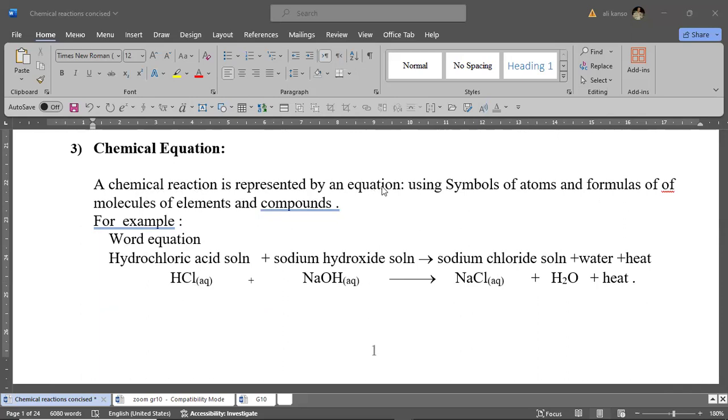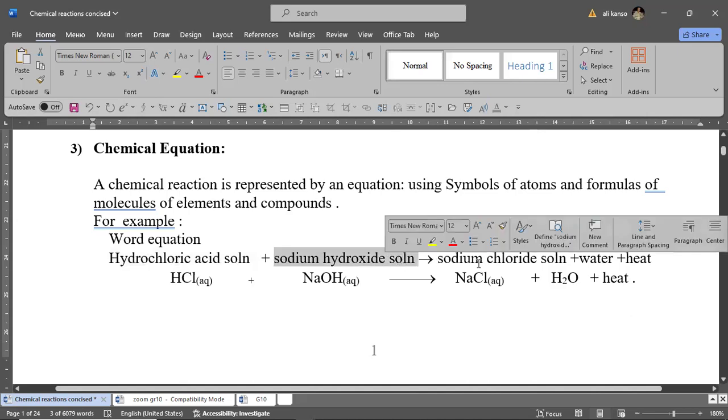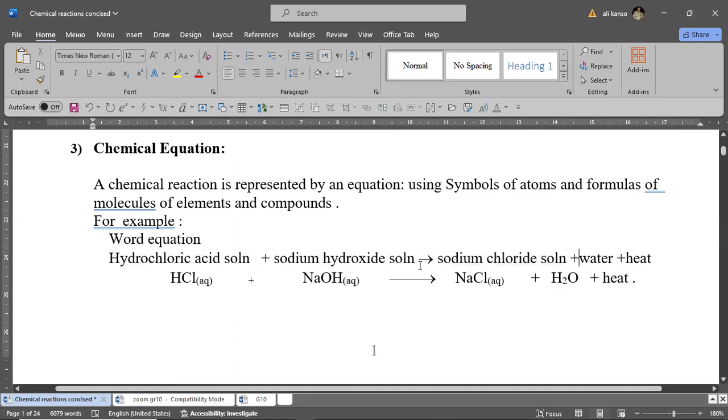In a chemical equation, we use what? We use symbols of atoms and formulas of molecules of elements and compounds. Let us say this word equation: hydrochloric acid solution is added over sodium hydroxide solution to produce sodium chloride solution plus water plus heat. These two substances, if they are added, release heat and give the other substances.